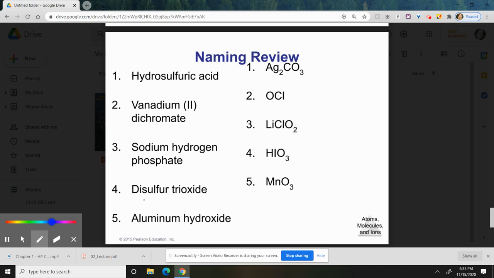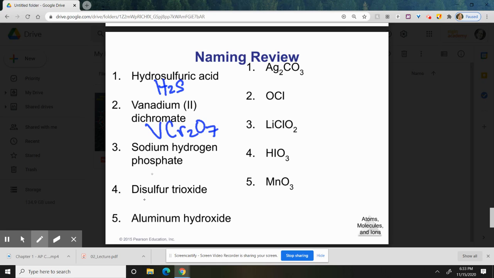Right, if I'm working this out, hydrosulfuric acid, because of the prefix hydro, it's binary. So it's going to be H2S. Vanadium 2 dichromate. Vanadium's 2 plus. Dichromate is Cr2O7 with a 2 minus charge. So it's just going to be VCr2O7.